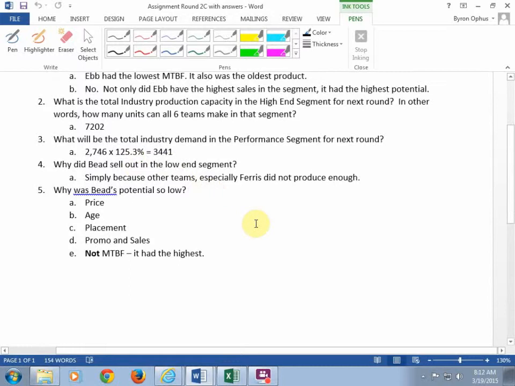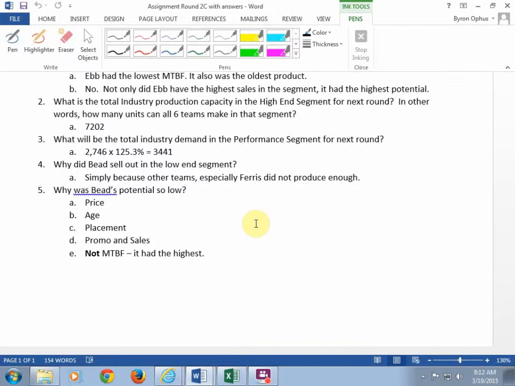Question 4. Why did Bead sell out in the low end segment? It wasn't the best product, I don't think. In fact, it had pretty low potential, but it sold out simply because other teams, especially Ferris, didn't produce enough.